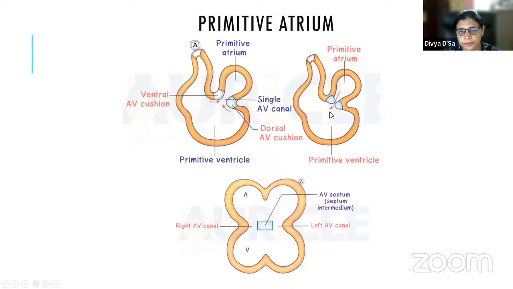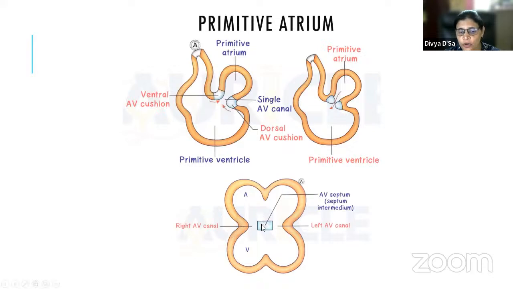So the first step here, since it is a single chambered heart, will be to separate the atrium from the ventricle. So from the heart tube, from the walls, that is the dorsal wall and the ventral wall, 2 cushions will develop. That is known as the AV cushions or atrioventricular cushions. When we take a coronal section like this, it looks like this now. So this is the AV cushion which has developed, otherwise called the AV septum also. So this is the first step in the formation of the primitive atrium.